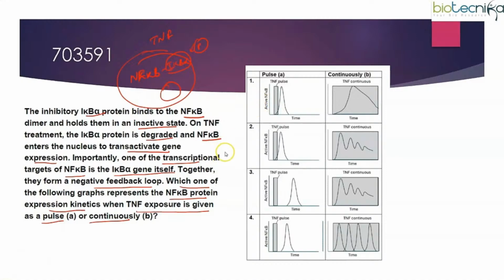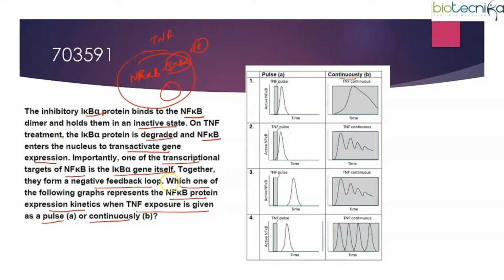Now there are two scenarios over here. Either it is given as a pulse, meaning just once it is given, or the TNF expression is continuous. So which graph is most plausible or most correct? Can you all try and solve this question? It's easy, you just have to see the graph, analyze it, and tell what should be correct or incorrect. Okay, so let us see this question.